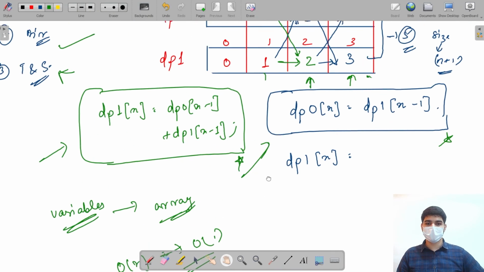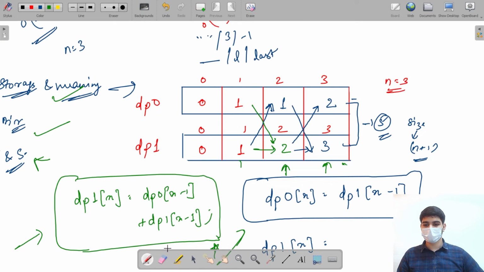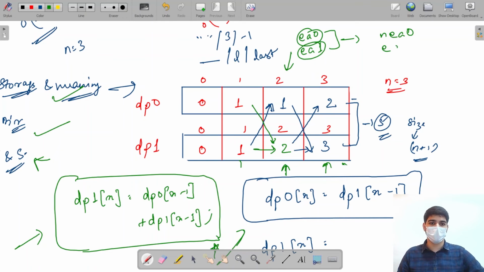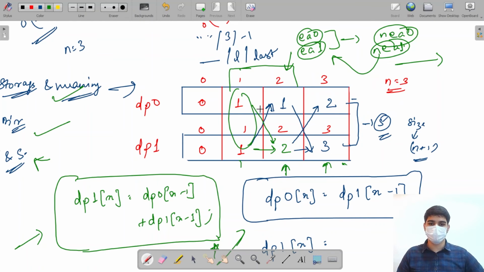So what we can do is store the values in 2 variables, let's suppose ending at 0 and ending at 1. Then we can use these 2 variables to create new ending at 0 and new ending at 1, and then assign these values back to the old variables and move forward, right? That's what we were doing for this particular case. We had these old values with which we created these new values, and then we moved forward, and then we had these 2 old values with which we created these 2 new values.